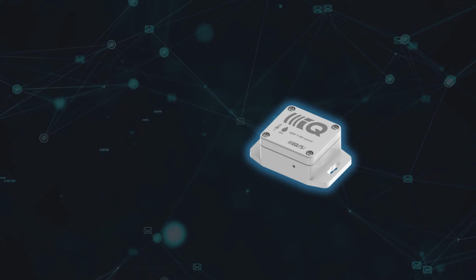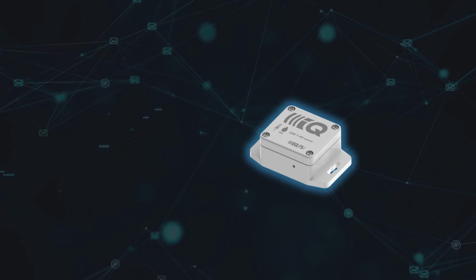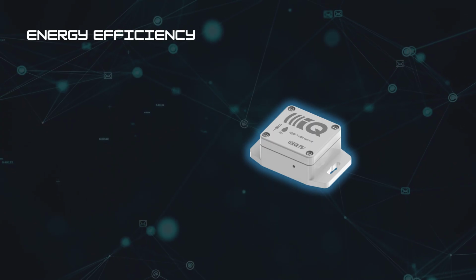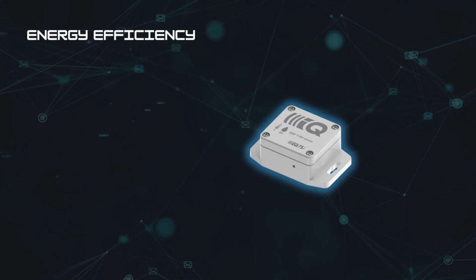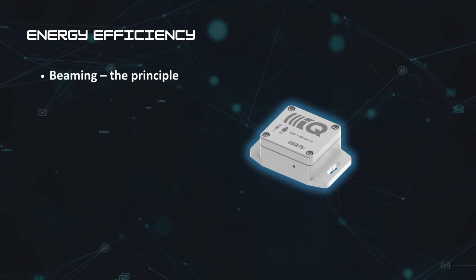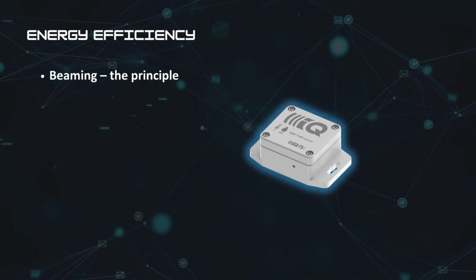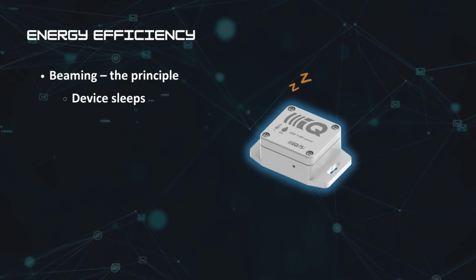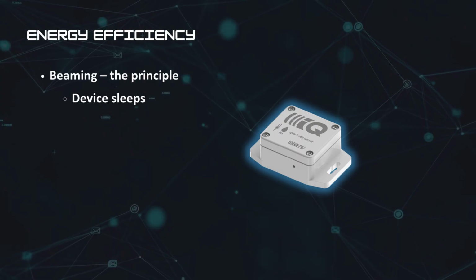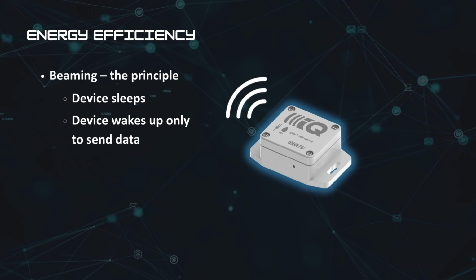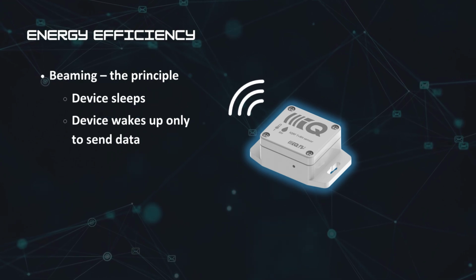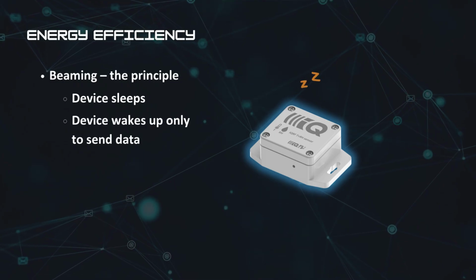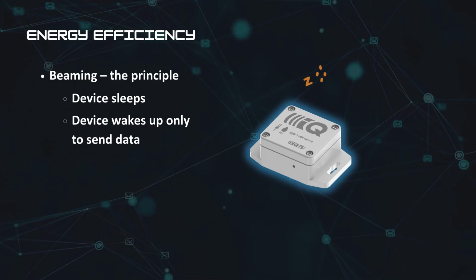How does this work? Well, here's another strength of IQRF, its extreme energy efficiency. This is crucial for battery-powered sensors. It uses a principle called beaming. Most of the time, these devices don't actually do anything. They just sleep, consuming minimal power. So they save battery power. Exactly. They wake up only once in a while. At a set interval, they wake up for a moment, send the data they have measured, and go back to sleep. But who catches the messages when the sensor is asleep most of the time?